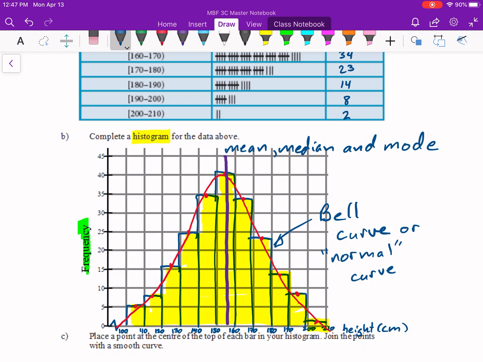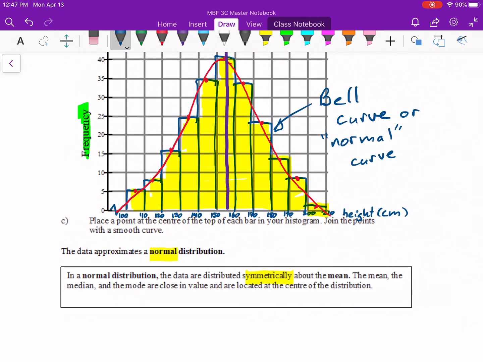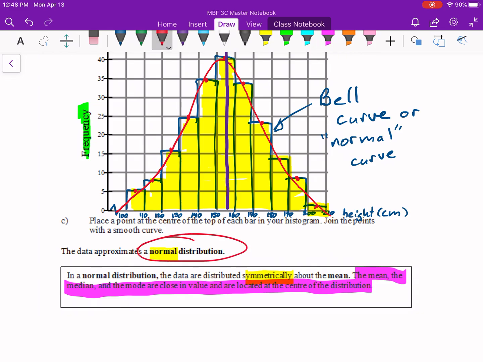Because that yellow area that I've colored underneath the graph represents the number of people who fall into each category, and they're equal numbers on either side, so they're going to balance each other out. So for a normal distribution, it's symmetrical. The mean, median, and mode are all located at the center. So that's one type of distribution, the normal distribution.